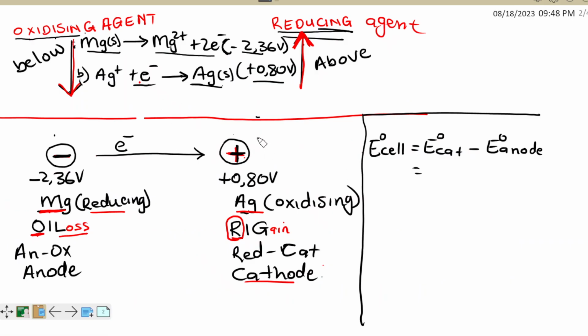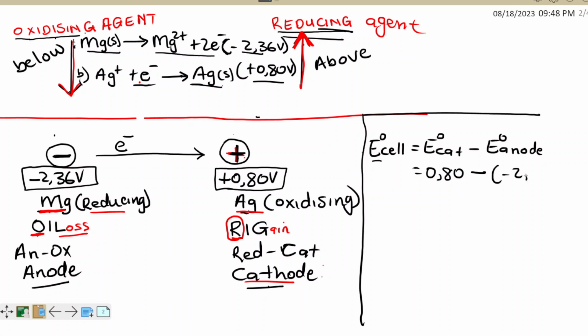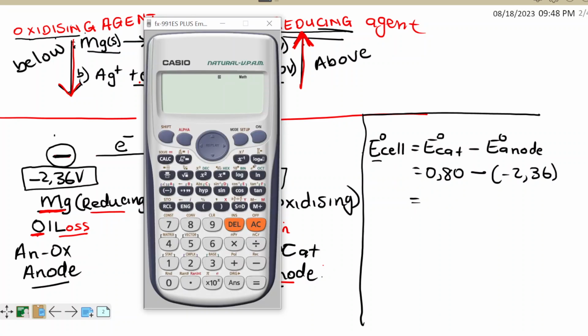Okay, so I'm coming back now to this page. The formula that we are going to use says E cell is equal to E cathode minus E anode. So which one is the E cathode? The silver was the cathode, and the potential difference there was 0.80 volts, minus the one that is anode, which is the magnesium, and the potential difference there was negative 2.36. So we punch this in the calculator.